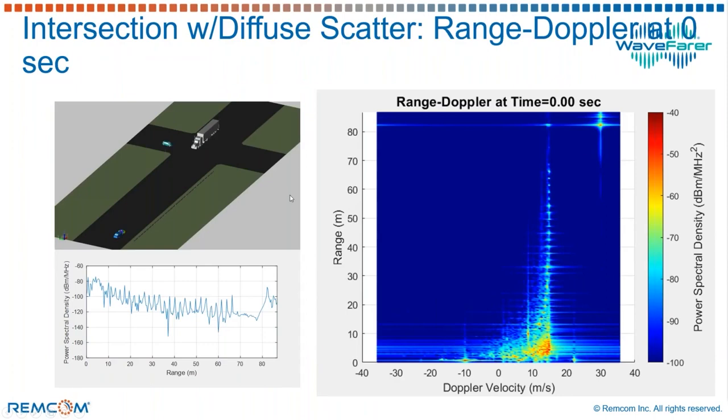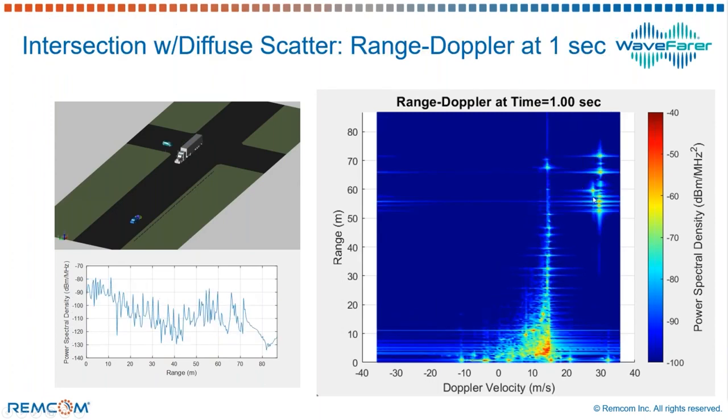Now when we repeat this at the 0-second point, but with the diffuse scattering case, you can see we've got a lot of additional clutter now coming into the range Doppler plot. We still have the truck out here. And as the truck is approaching, it gets closer. There's a lot more clutter. There is some interesting multipath happening here.